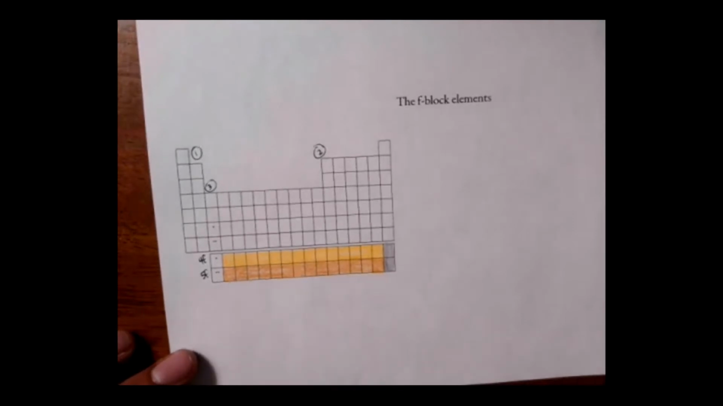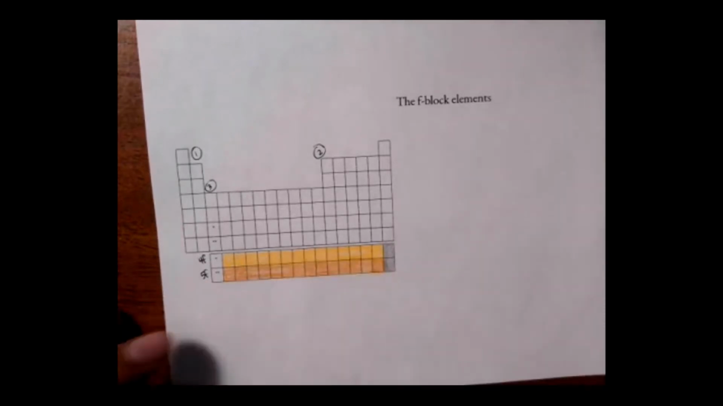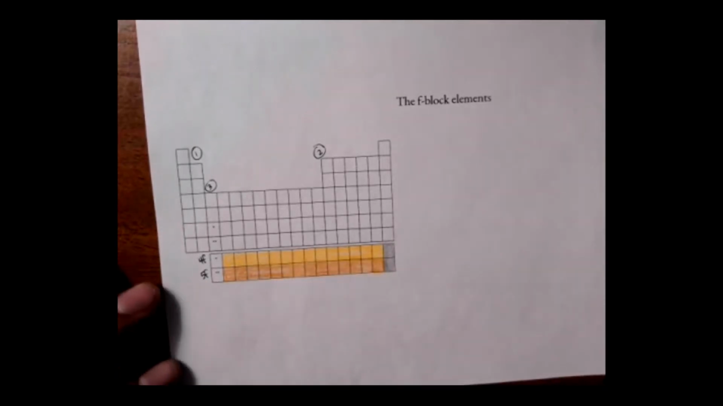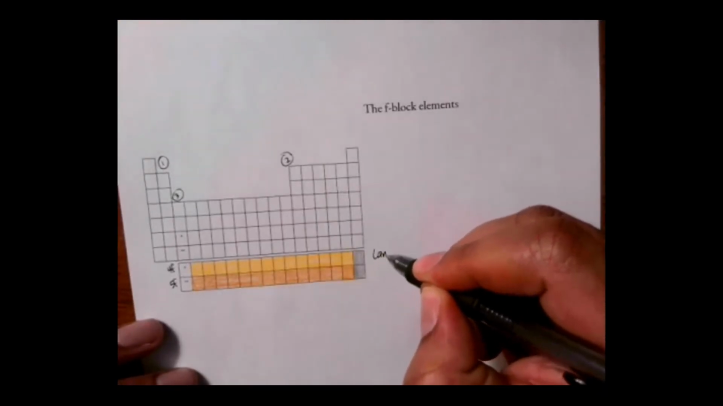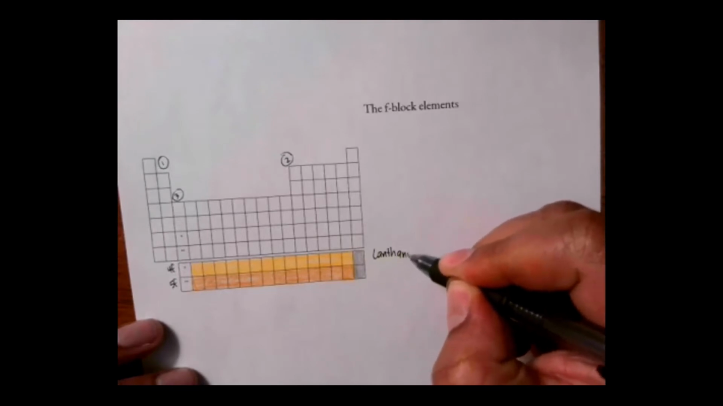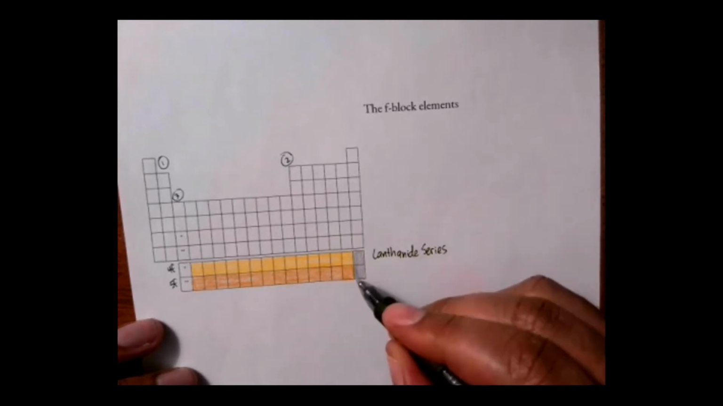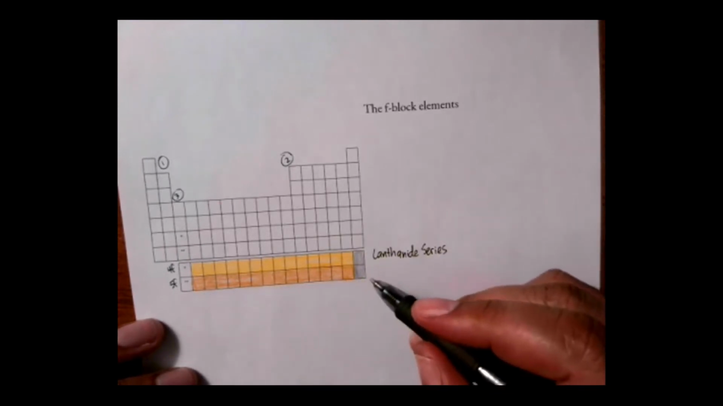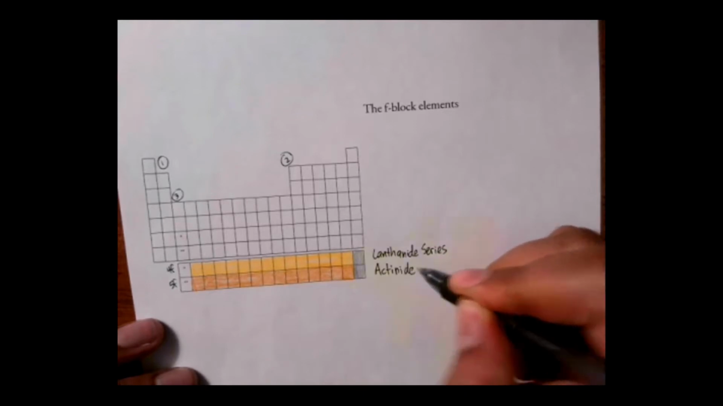So the 4F is the Lanthanide. Ooh, where do I put it? I'm going to put it over... I'll put it right here. I'll figure it out. Lanthanide. And the bottom row, 5F, is called the Actinide series.